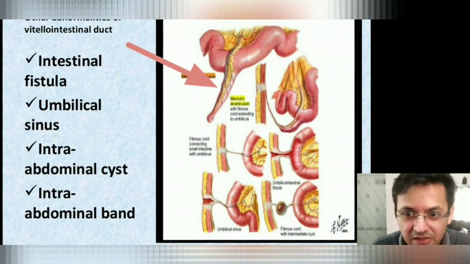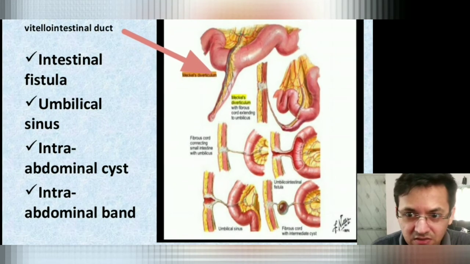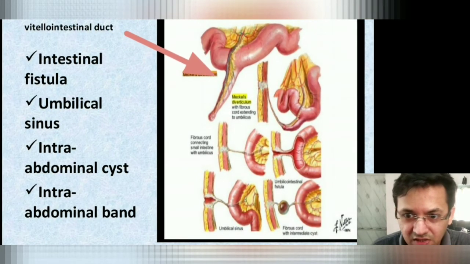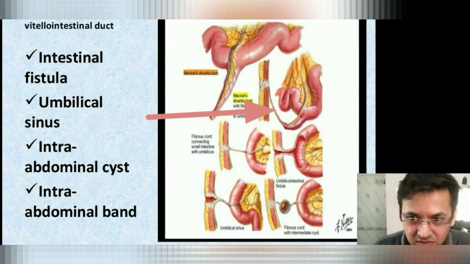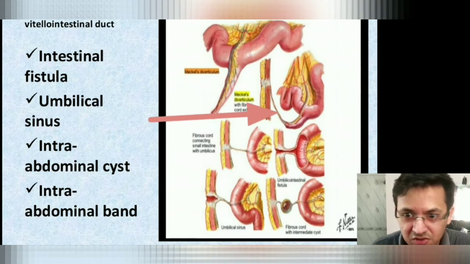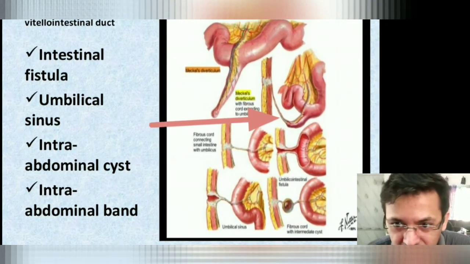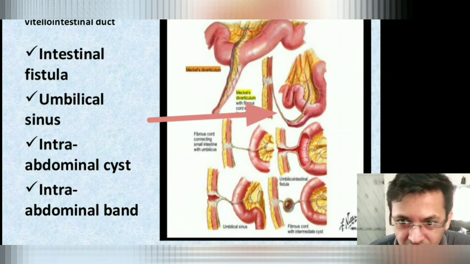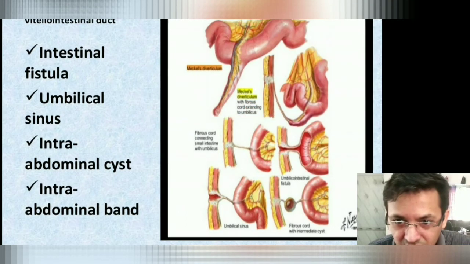So here we can see in the diagram a persistent Vitelline duct. Here we can divide the Vitelline duct into proximal portion, central portion and distal portion. If the Vitelline duct is obliterated in the distal portion, in the superficial portion, and the lumen is preserved in the proximal portion, then it is called Meckel's diverticulum with a fibrous cord extending up to the umbilicus. You can see here, this is the figure.